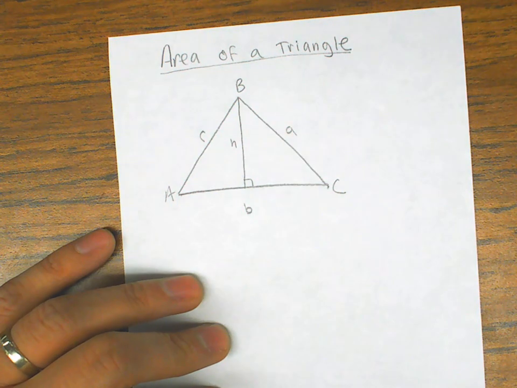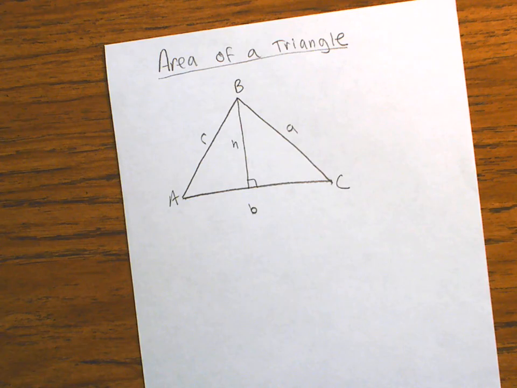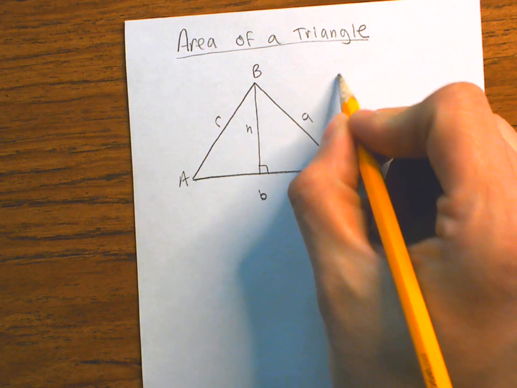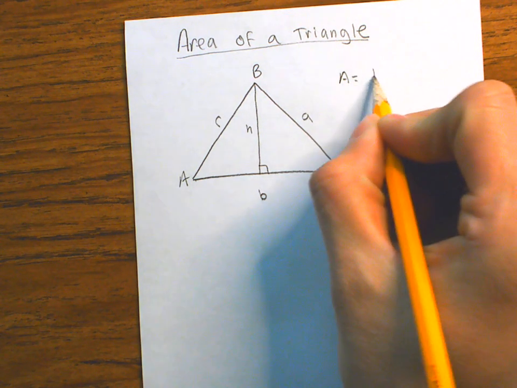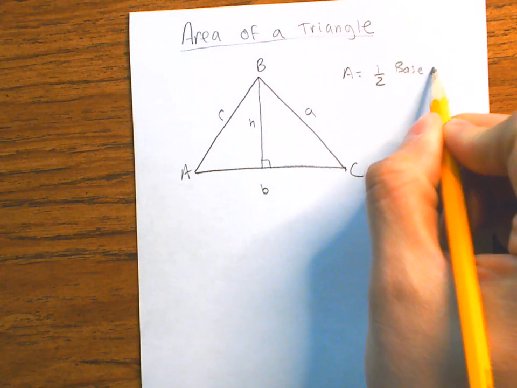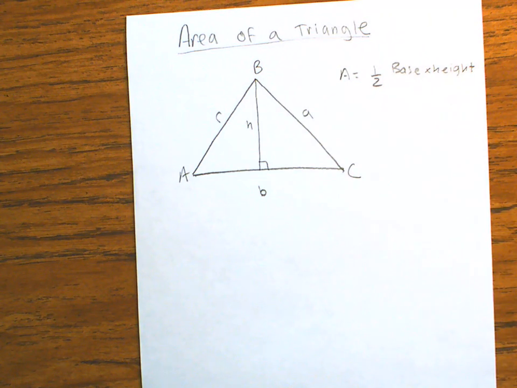Now, we do know, okay, let me fix the lighting, please. Okay, I was having issues with the lighting. All right, so we know that the area of any triangle is 1/2 the base times the height. Now, the only problem is that the problems that you will encounter do not have the actual height. Okay, so we need an alternative to that.